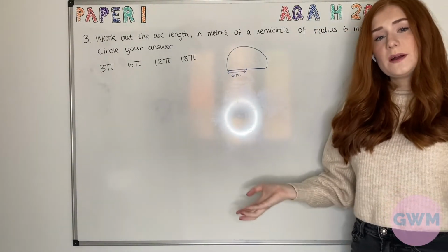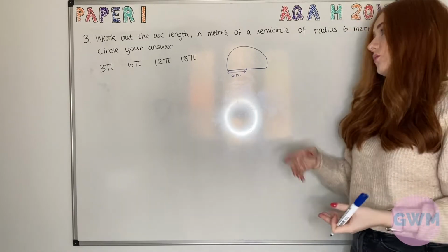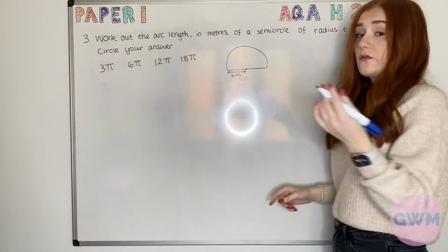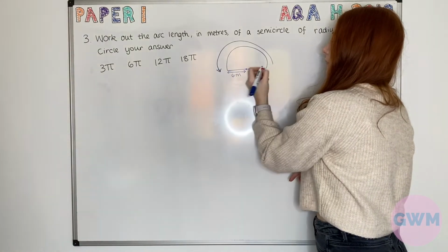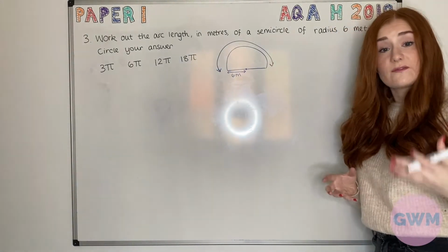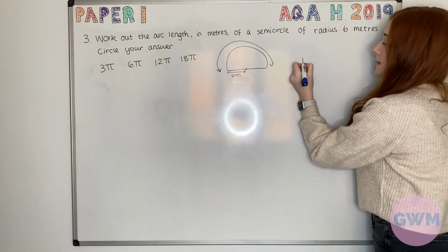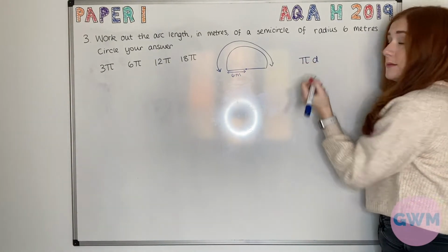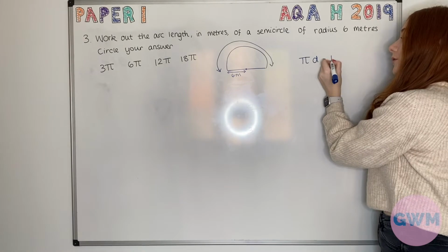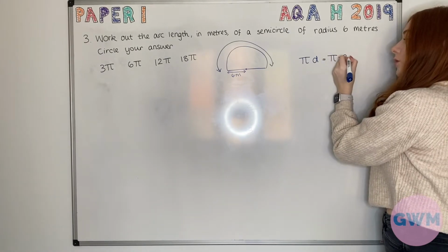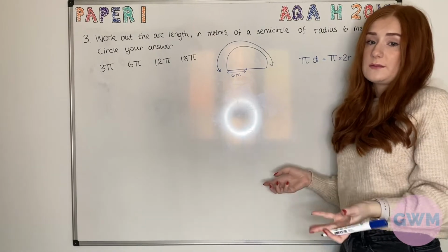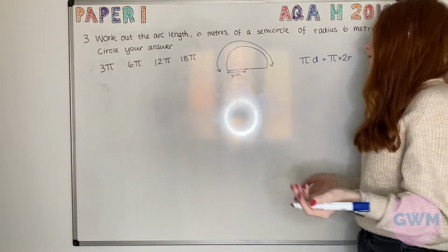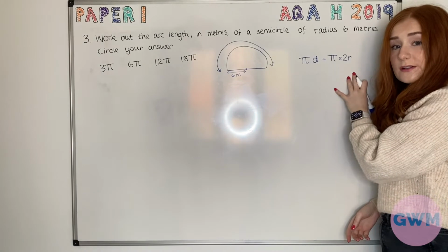Now, imagine it was a whole circle. If we wanted to work out the arc length, which for a whole circle is the circumference, that's the length that would be all the way around the edge. If it was a full circle, we just work it out as pi d, with d being diameter, which also equals 2 of the radius. Now, we don't have a circle in this case, we have a semicircle, which is half of a circle. So if we did it for the full circle, this would be the answer.